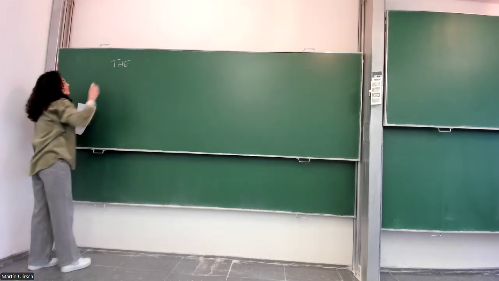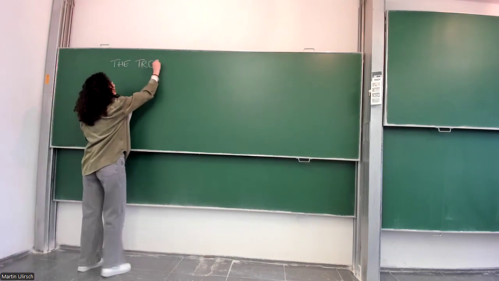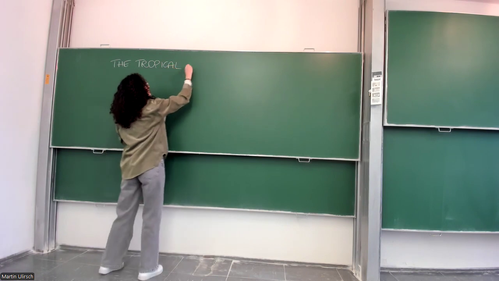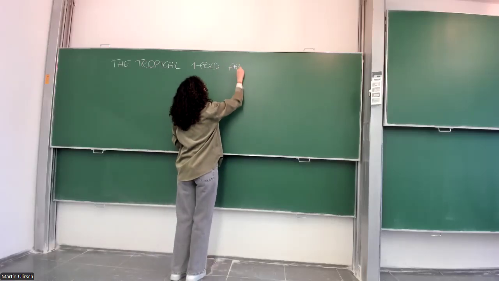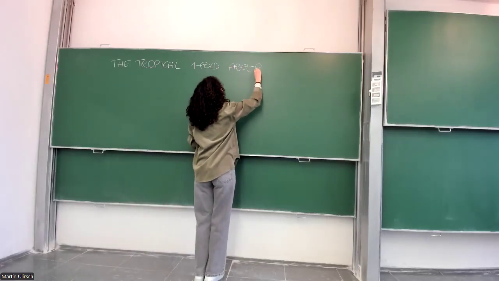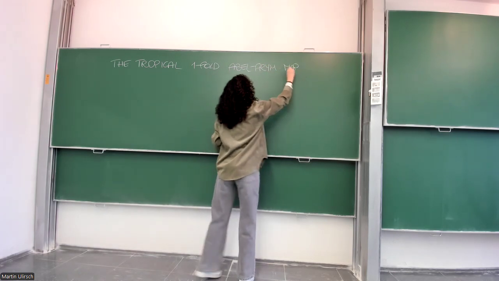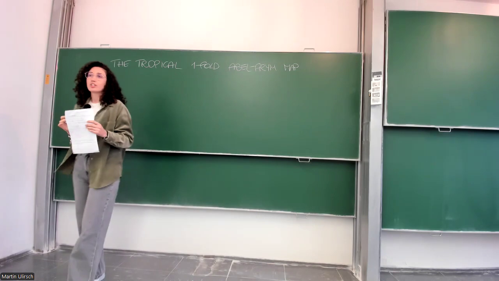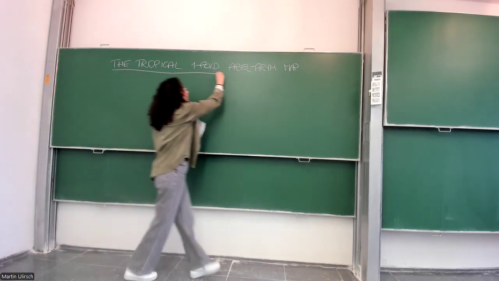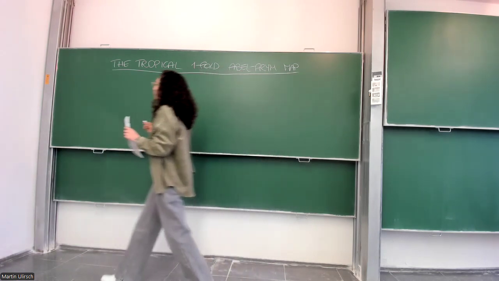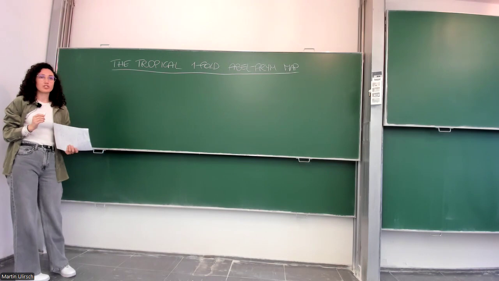I will talk about joint work with Jovlen about the tropical one-fold Abel-Prym map. I will introduce and recall maybe some definitions in the tropical setting, but I would like to give some motivation first, and it comes from algebraic geometry.